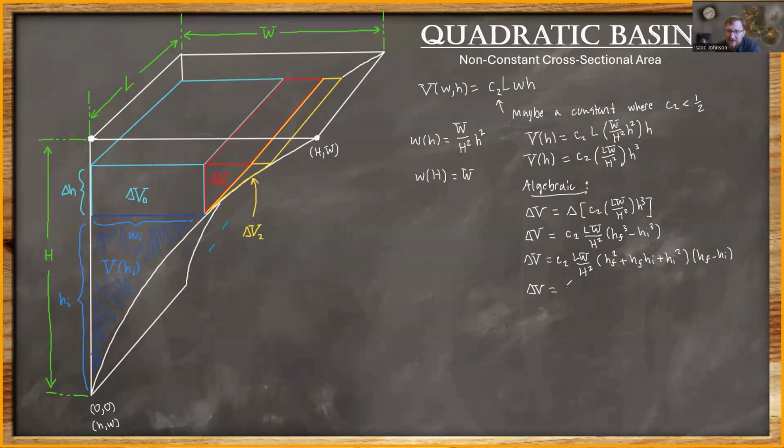So we end up with delta V equals C2 length times width over height squared times h final squared plus h final h initial plus h initial squared times delta h. The relationship between change in height and change in volume is definitely getting more complicated, but we're going to use that squeeze idea. As delta h approaches 0, what can we then do?